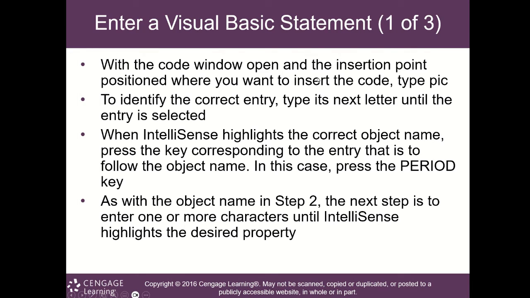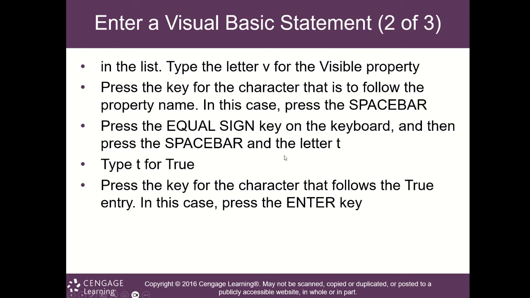With the code window open and the insertion point positioned where you want to insert the code, type pick. To identify the correct entry, type its next letter until the entry is selected. When IntelliSense highlights the correct object name, press the key corresponding to the entry that is to follow the object name. In this case, press the period key. As with the object name in step 2, the next step is to enter one or more characters until IntelliSense highlights the desired property. In the list, type the letter V for the visible property.